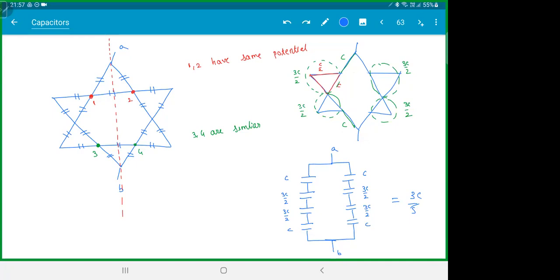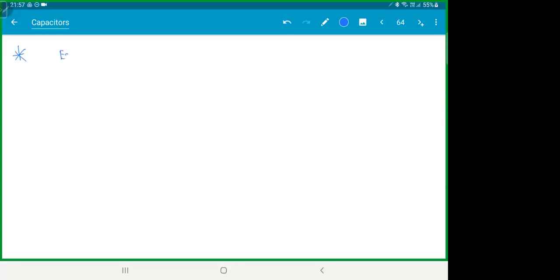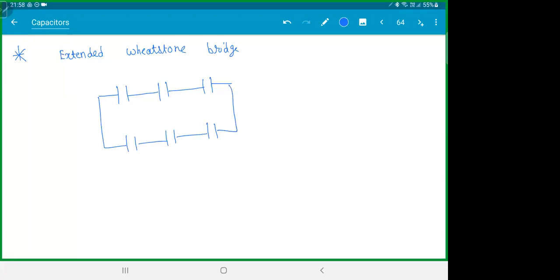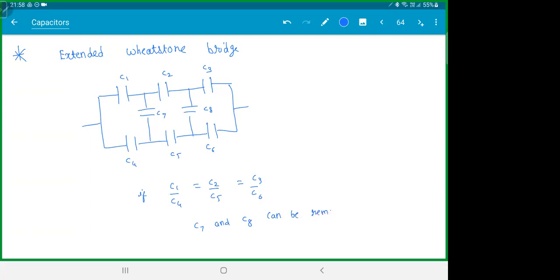Did everyone get the star? Hidden Wheatstone Bridge. This is actually an extension of the Wheatstone Bridge. This is an extended Wheatstone Bridge. What is an extended Wheatstone Bridge? C1, C2, C3, C4, C5, C6. Let's call the others C7 and C8. If C1 by C4 is C2 by C5 is C3 by C6, if all the ratios are balanced, C7 and C8 can be removed. All three ratios should be balanced. Then the circuit simply becomes like this.